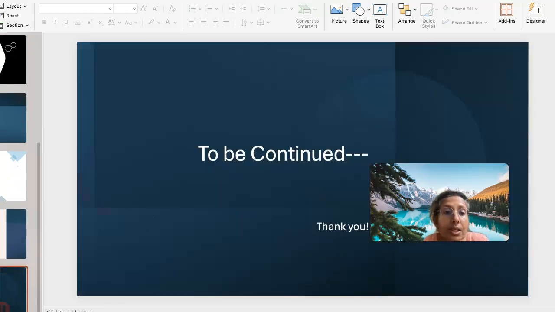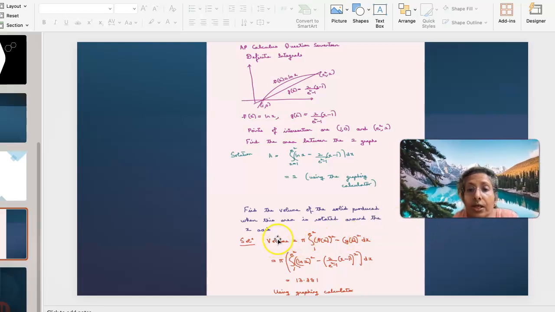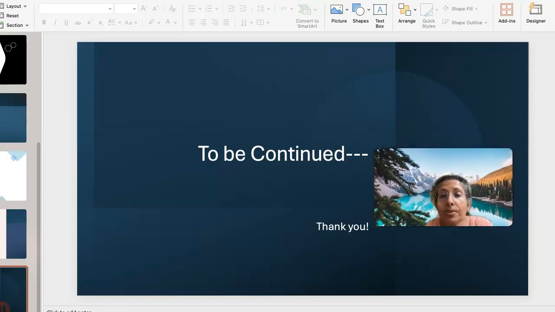The next question is, find the volume of the solid produced when this area is rotated around the x-axis. So the volume will be pi times the integral from 1 to e squared of f(x) squared minus g(x) squared dx. That is pi times the integral from 1 to e squared of (log x) the whole squared minus (2 by (e squared minus 1) into (x minus 1)) the whole squared dx. Again, using the graphing calculator, you get it as 13.381. So we have learned a few problems on AP Calculus, and this will be continued. Thank you.